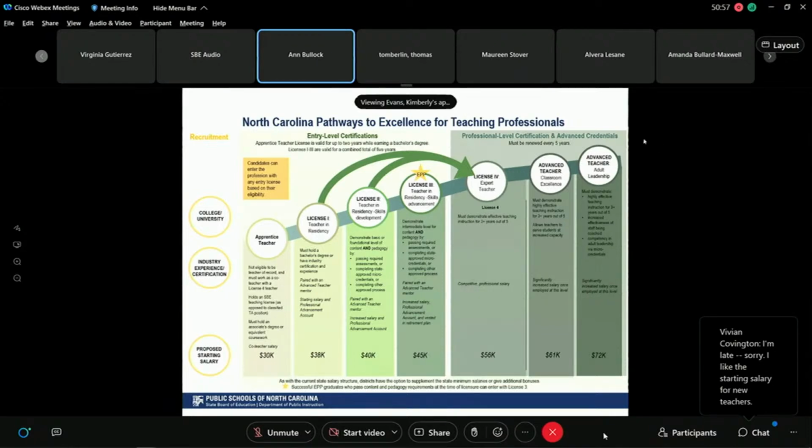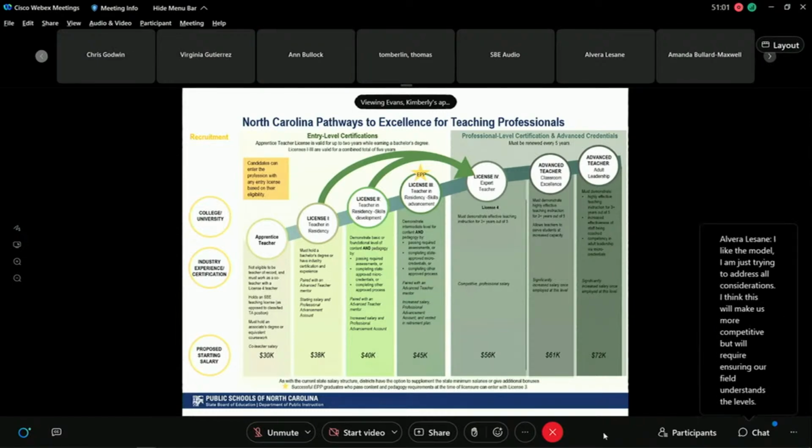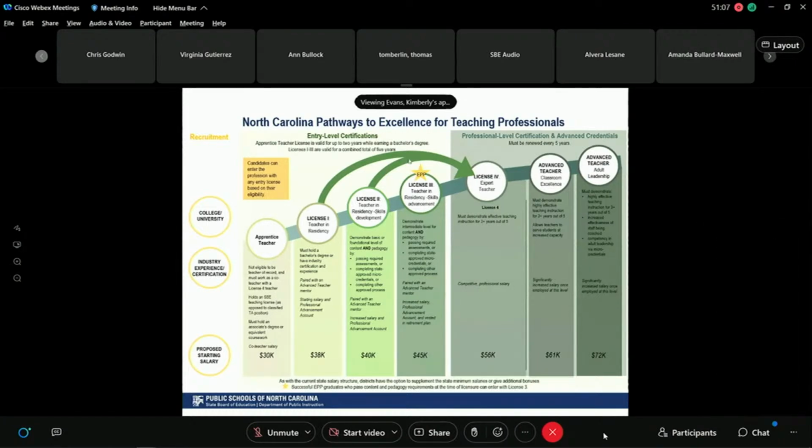Hey, Ann, this is Chris Godwin, Campbell University. Hi. I have a couple of things. I guess these would be concerns. I think there's a concern that there's an over-reliance on micro-credentials, because understanding the approval process and the state approval process, I just think there may be an over-reliance on micro-credentials in the management of this entire model.